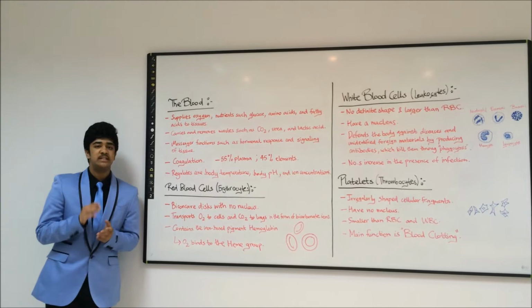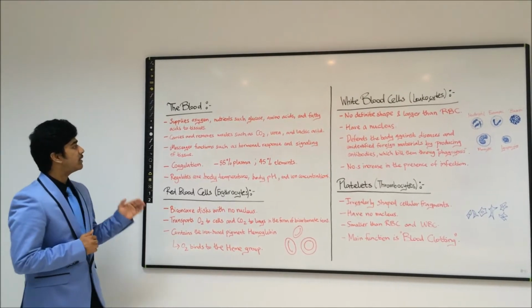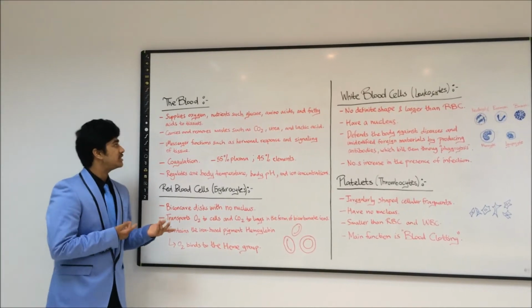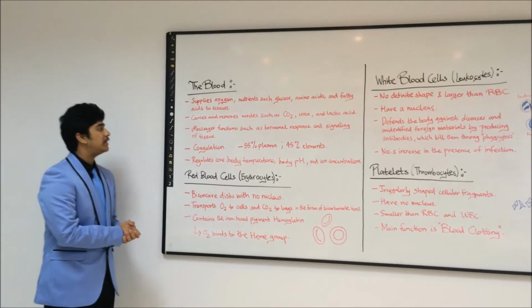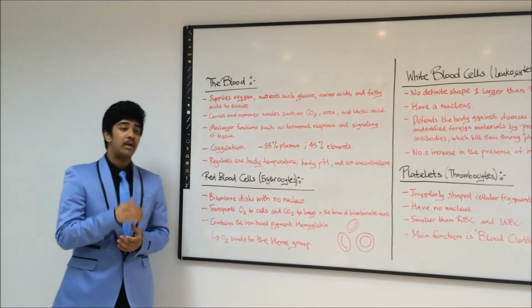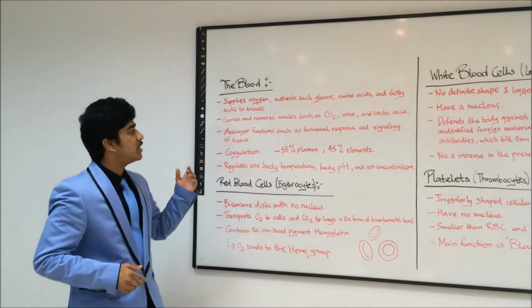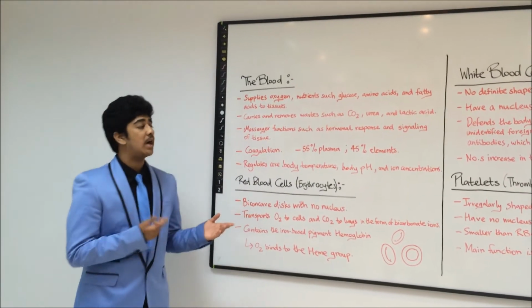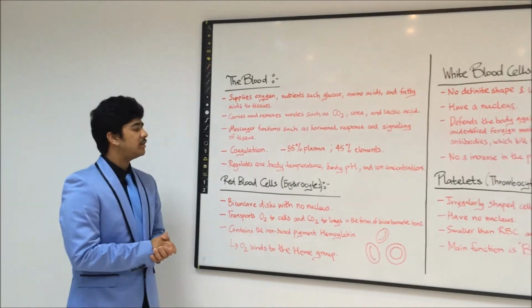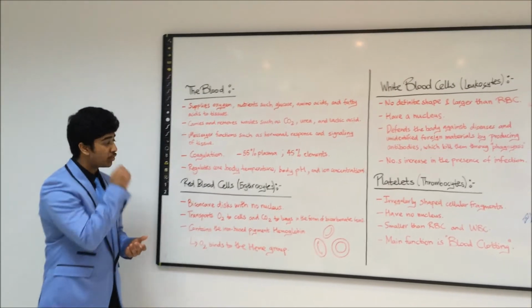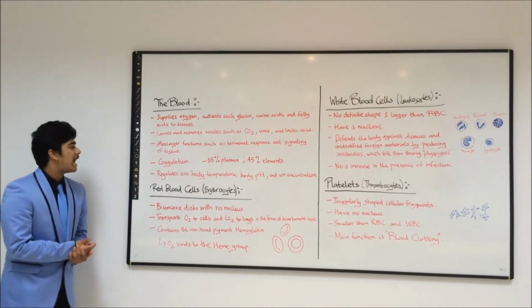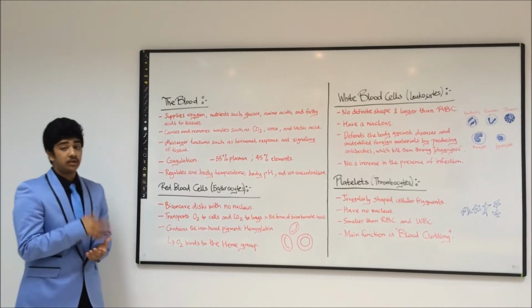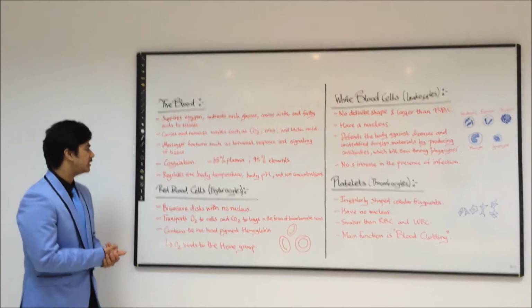So basically the blood is the key in the system by which it supplies oxygen and nutrients such as glucose, amino acids and fatty acids to tissues. And it also carries and removes waste such as carbon dioxide, urea and lactic acid. And they also serve in messenger functions such as hormonal response and the signaling of tissues. And they also function in coagulation, which is basically the thickening of the blood.